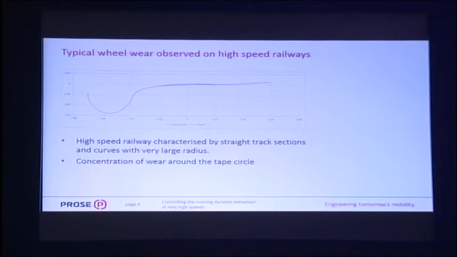Now, what we have seen or observed in the high-speed railways is a wear pattern. This wear pattern is characteristic for high speeds, and it's located around the tape circle, so in the middle of the tread. These high-speed tracks are very well aligned, and the curve radii are rather large. That means you don't have a lot of lateral movements, these lateral amplitudes. Since you have a very good track, your rail imperfection is very, very small.